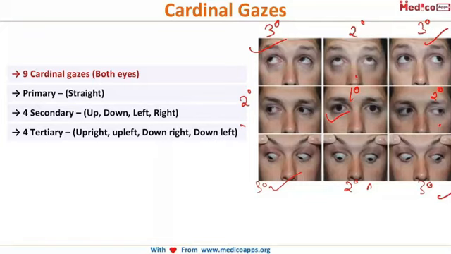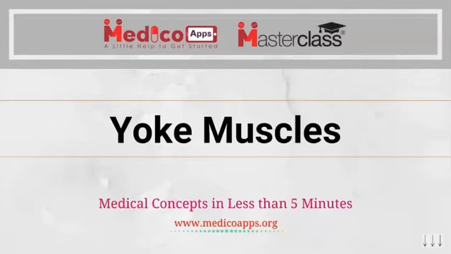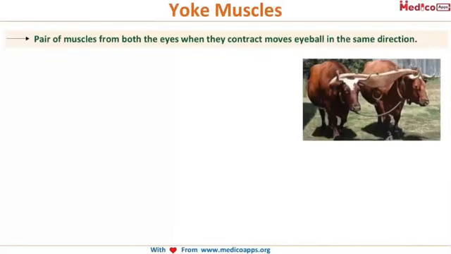Okay, and let's come to an interesting topic called the yoke muscles. By definition, yoke muscles are a pair of muscles from both the eyes. When they contract, the eyeball moves in the same direction. These are the two words that you need to remember, both eyes and same direction. Yoke muscle, one muscle belongs to right and one muscle belongs to the left side, always. So look at your options before marking. Make sure it's both right and left.